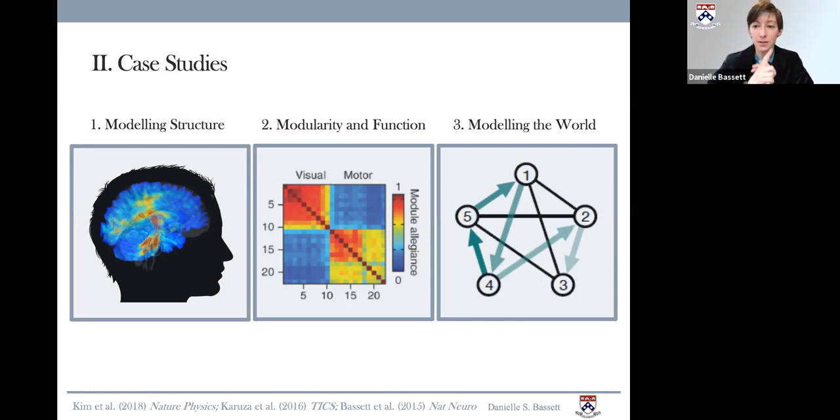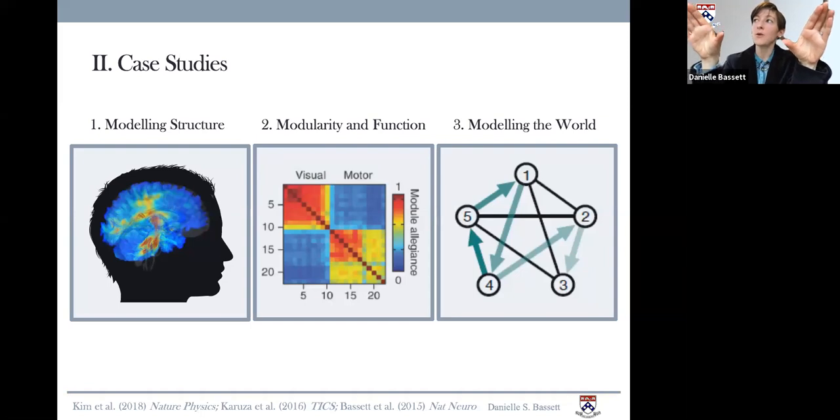So we'll talk about modeling structure in the first case study. In the second case study, we'll move from structure to function and talk particularly about modularity, which I mentioned before is something that's going to be important. And then after talking about modularity and function, we'll move out from the brain to the world. So we'll start very internally focused, and then we'll move out and ask, how does the mind build models of the world around us?